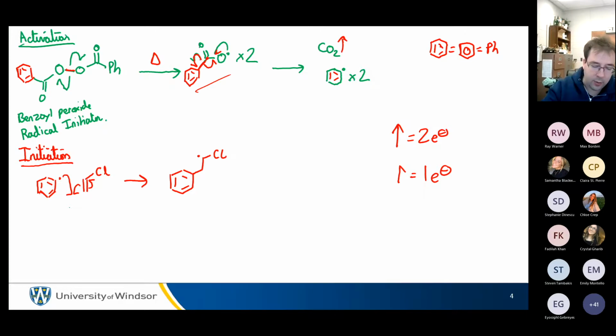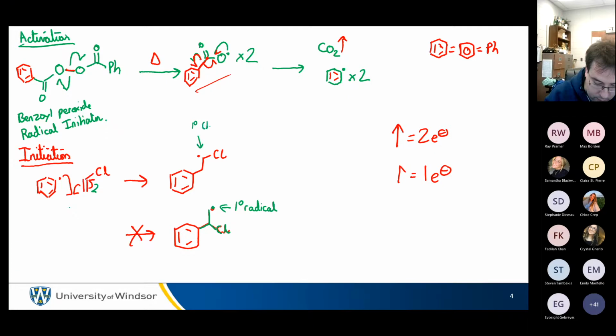Now, I drew that radical, not this one, which is why I did not like where my example was going last moment. If I use the green arrow instead, I'd have the radical here. So they're both primary radicals. That needs to be clear. They're both on a carbon attached to only one other carbon.